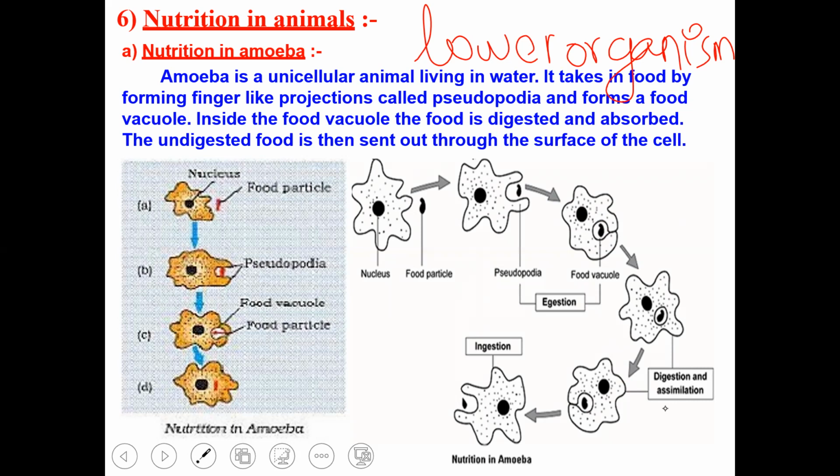So in the amoeba, what you can see is the food particle comes, so ingestion takes place. After ingestion, digestion takes place. After digestion, egestion or excretion takes place. This is about nutrition in amoeba.